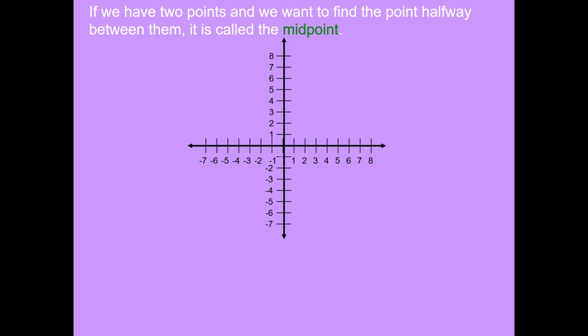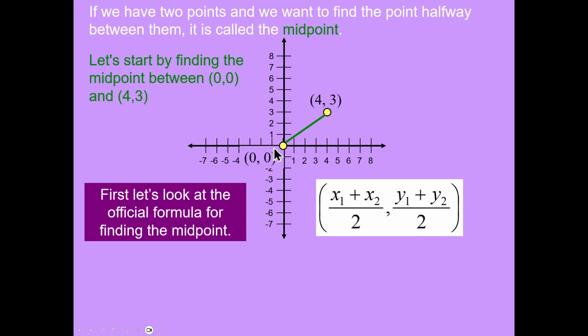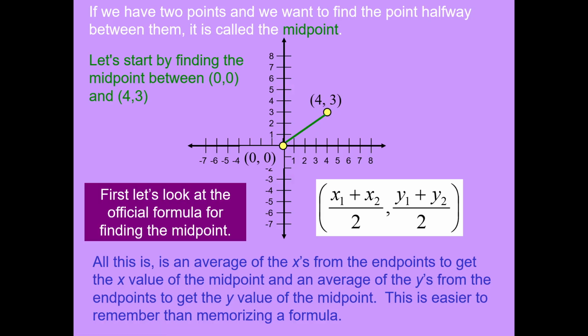We have 2 points, and we want to find the point halfway between them. The point halfway is called the midpoint. Here is the formula for finding the midpoint: x sub 1 plus x sub 2 divided by 2, y sub 1 plus y sub 2 divided by 2, and that will give us the point that's right in the middle. It's the halfway distance between the x coordinates and the halfway distance between the y coordinates.